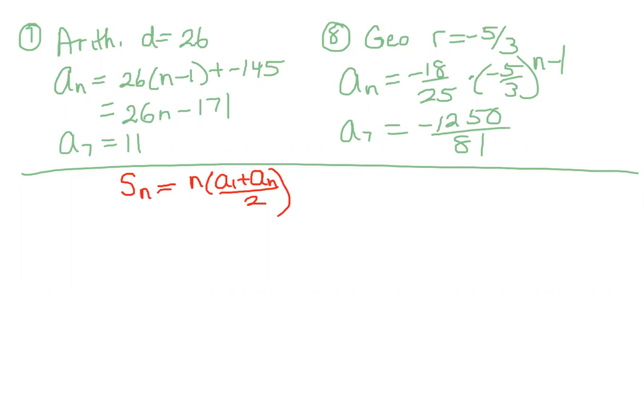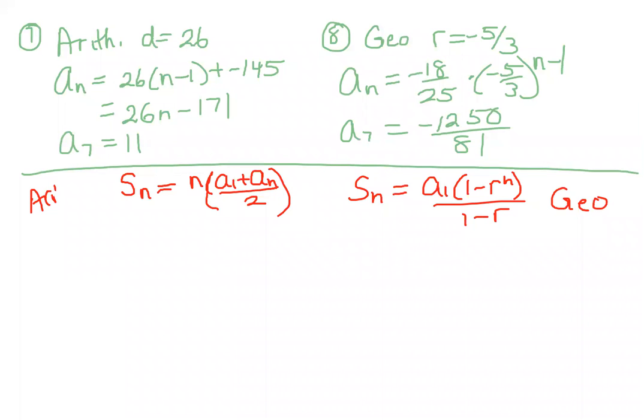That one is arithmetic: the first term plus the last term, divided by 2, times N. And geometric is A1 times 1 minus R to the N, over 1 minus R. Remember that? Okay, so this is geometric, and this is arithmetic. So that's the first thing you've got to decide: which it is.